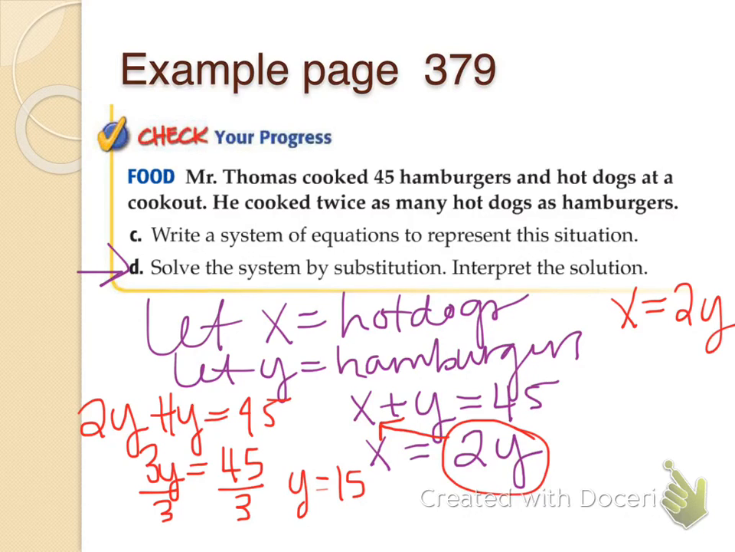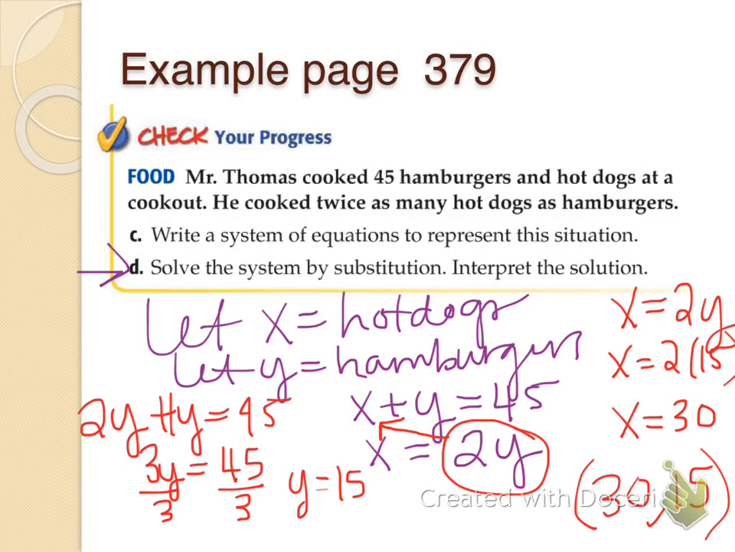x equals 2y. Instead of y, I know I can use 15. 2 times 15, so x equals 30. So my ordered pair is (30, 15). That tells me that he cooked 30 hot dogs and 15 hamburgers.